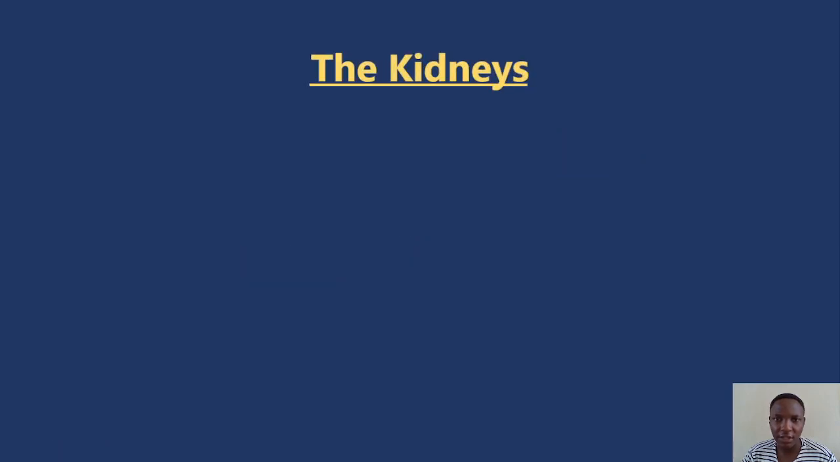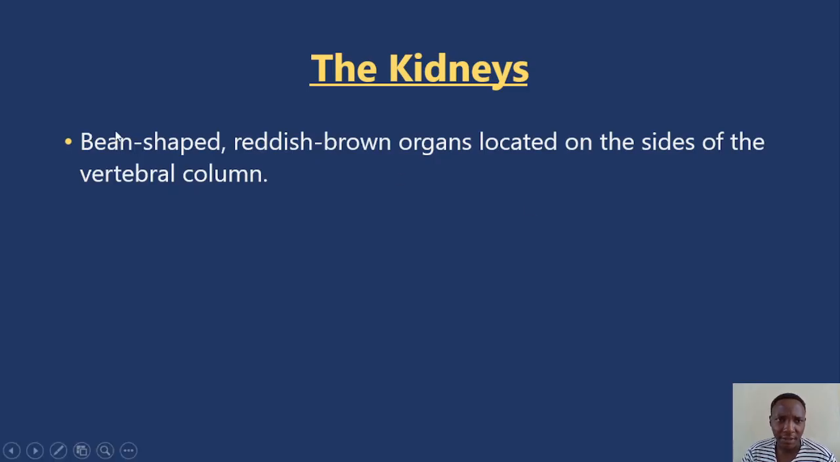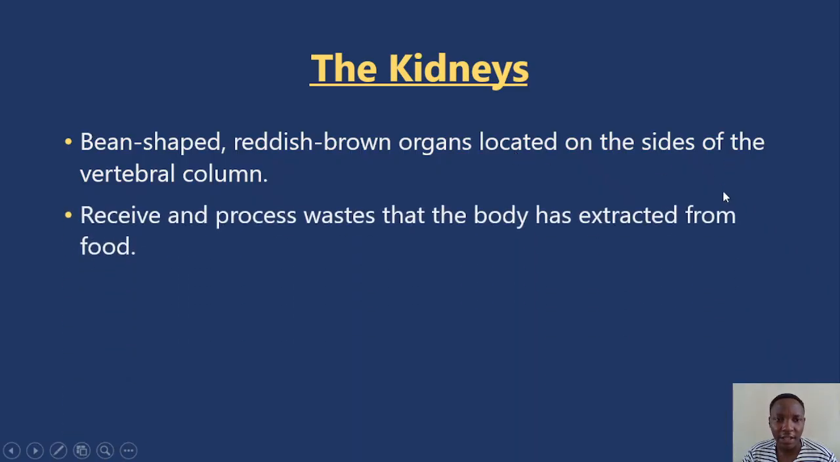So let's start with the kidneys. They are the bean-shaped, reddish-brown organs located on the sides of the vertebral column. They receive and process waste that the body has extracted from food. So that's the main function, or just the main work, of the kidneys.